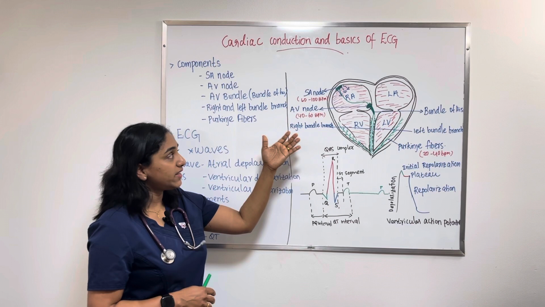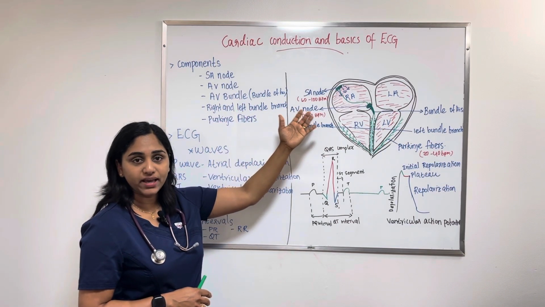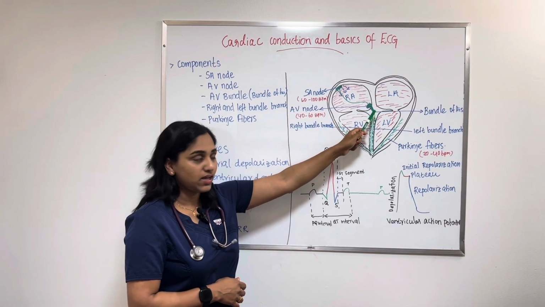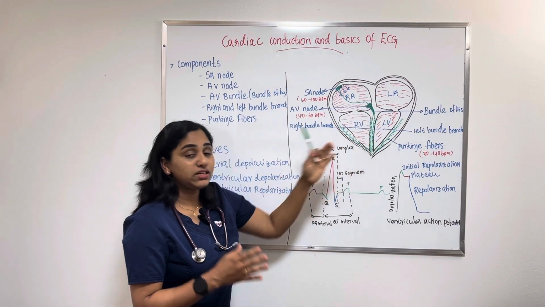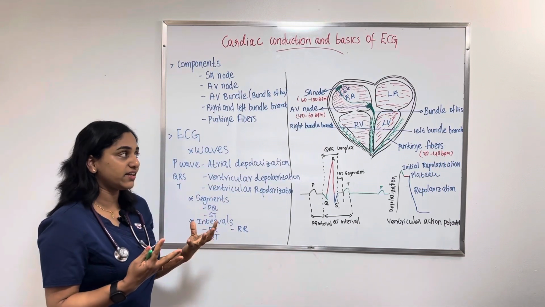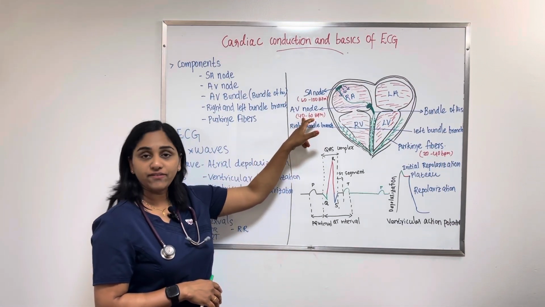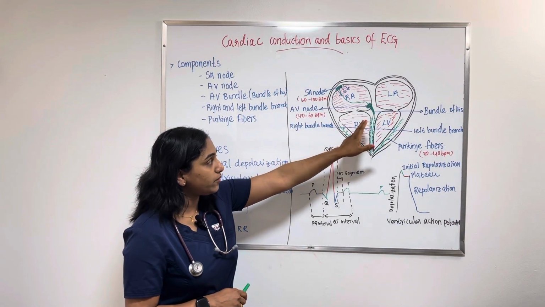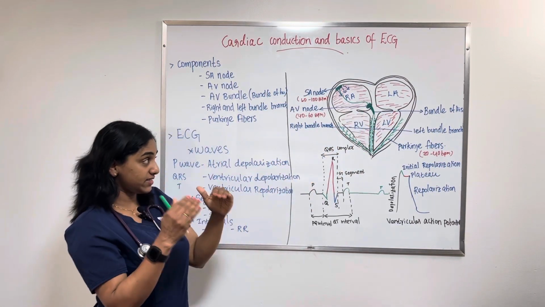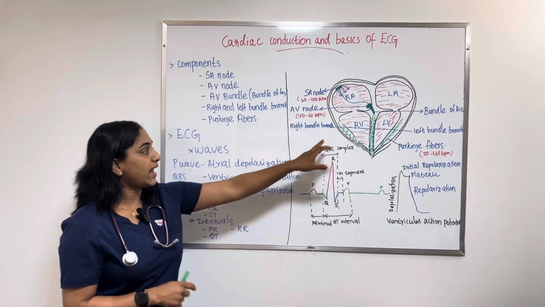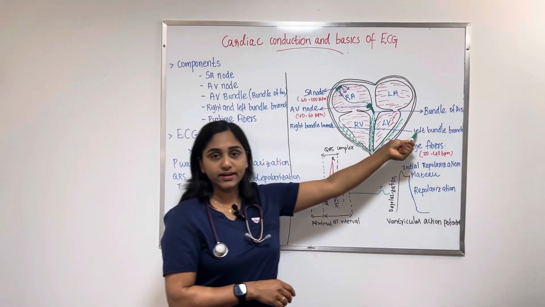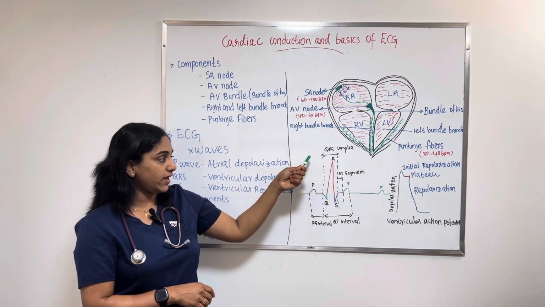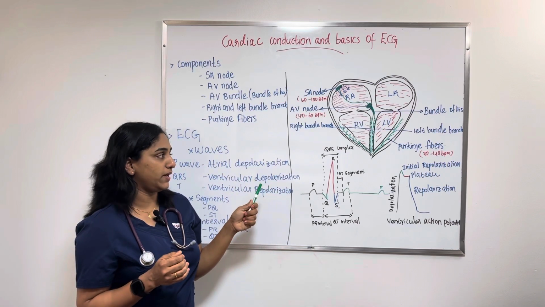So the impulse received from the SA node to the AV node then goes to the bundle of His. The bundle of His has its own intrinsic rate, the same as the AV node, that is 40 to 60 beats per minute. Then from the bundle of His, it bifurcates to the right bundle branch and left bundle branch. They have their own intrinsic rate, that is 20 to 40 beats per minute.